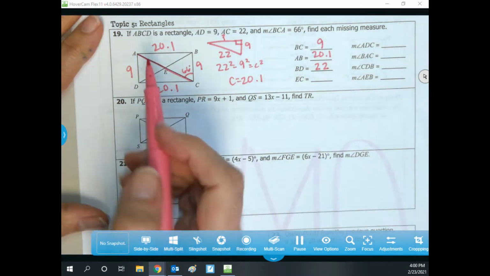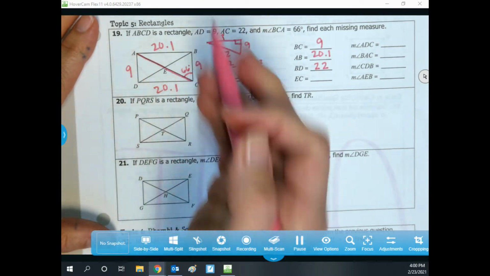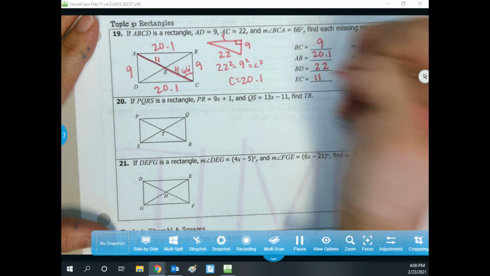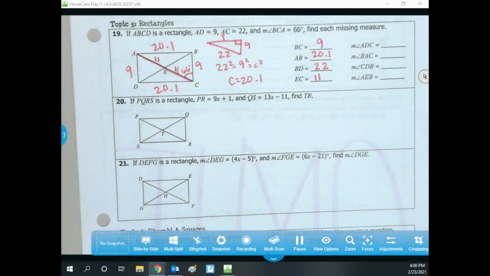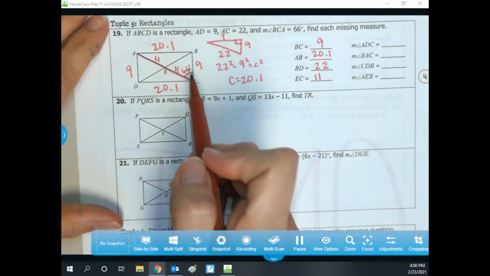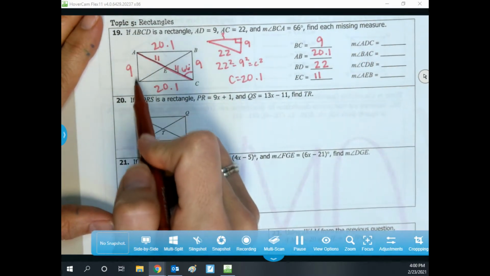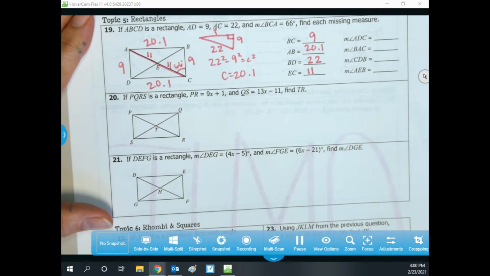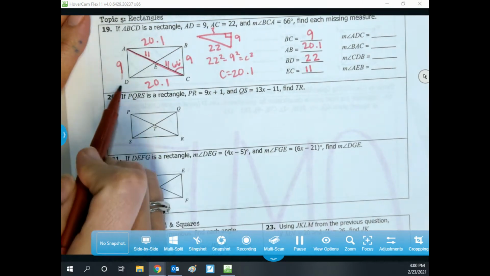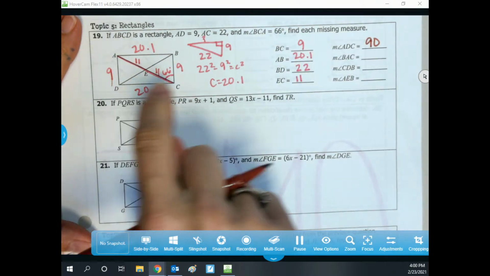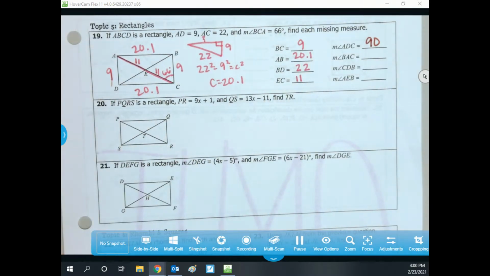And then also, if AC is 22, each one of these small pieces is 11. All right, knowing that, now let's figure out what the angles are. First of all, let's find ADC. What is that angle? Hopefully you said it was 90 degrees because each one of these corners is 90 degrees.